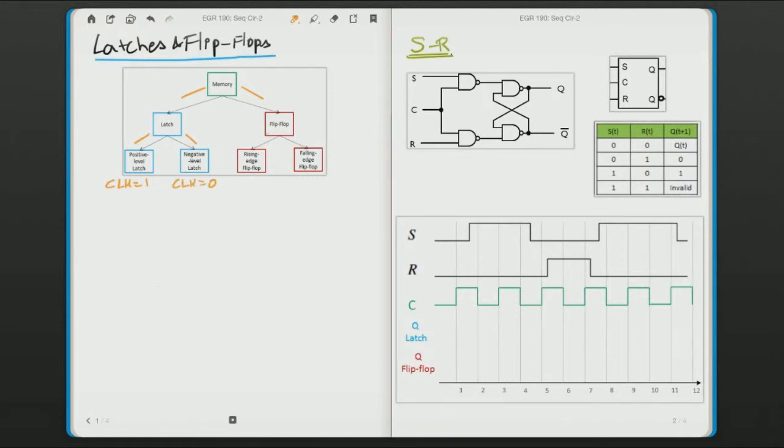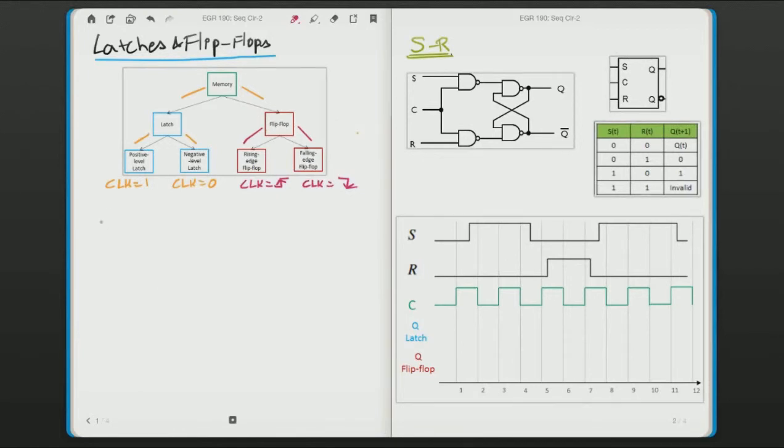On the flip-flop side, we have two types again, which are the positive level rising edge flip-flop and the falling edge flip-flop. The rising edge flip-flop changes when the clock is changing from 0 to 1, and the falling edge flip-flop, the output changes when my clock is changing from 1 to 0.